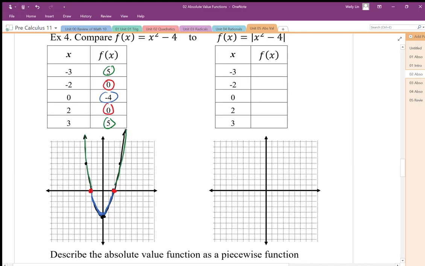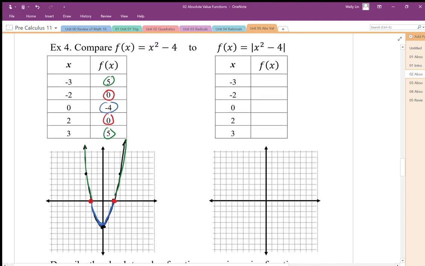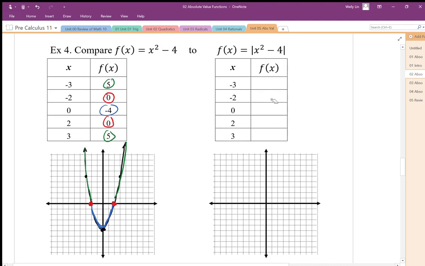Okay, so let's plug our values into the function and get a table of values. When I calculate this, I'm going to end up with 9 minus 4, absolute value is 5. 2 squared minus 4 is 0. 0 minus 4 is -4, so now that changes to +4. This is going to give me 0. 3 squared minus 4 is going to give me +5.